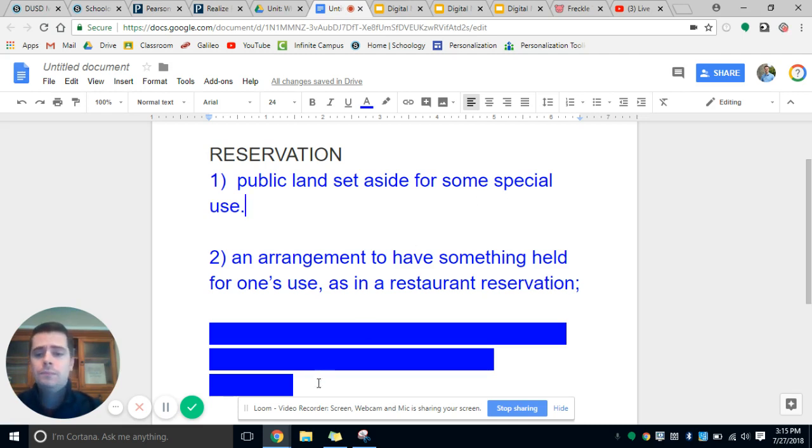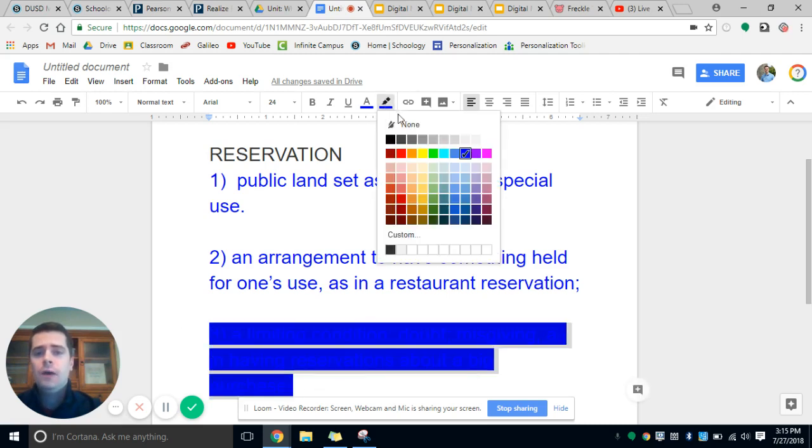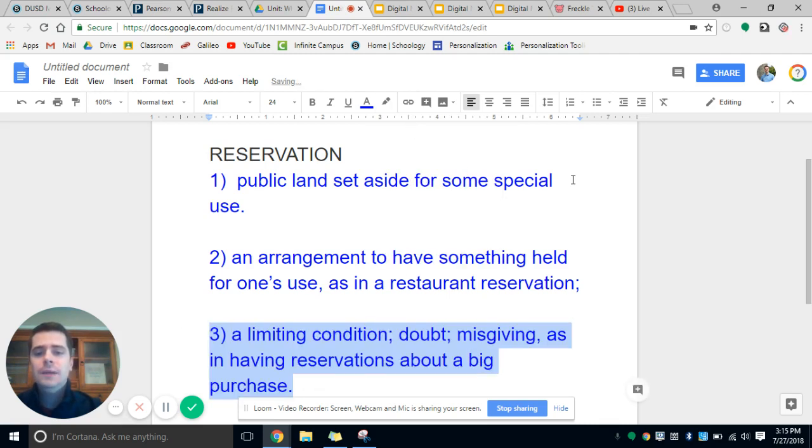Our third definition of reservation is a limiting condition, doubt, misgiving, as in having reservations about a big purchase. So maybe you're playing Fortnite and you're debating on whether or not to build your fort really, really tall or to make it a little bit smaller. And you're like, oh, I have reservations about making it too tall, because if it gets shot down, I'll fall to the ground and I'll lose the game.